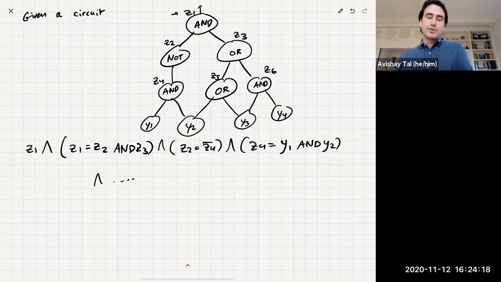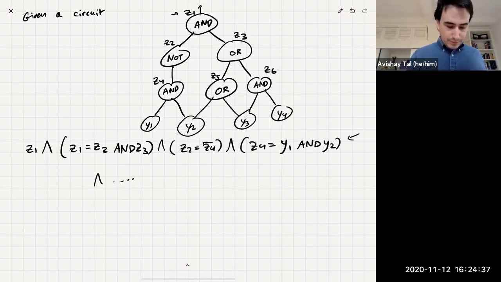If there's an assignment to the y's, then there's also an assignment to the z's that satisfies this formula. And this is an if and only if, right? The only way that we can find an assignment to this formula is if we can also find a consistent computation on the circuit.